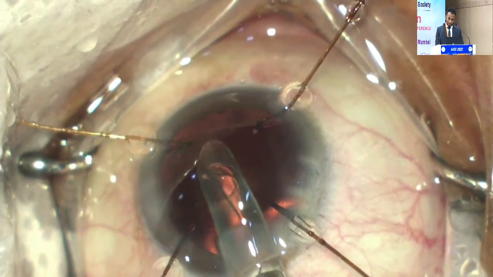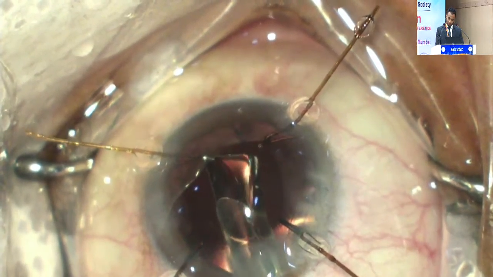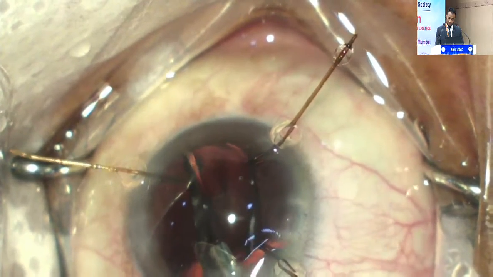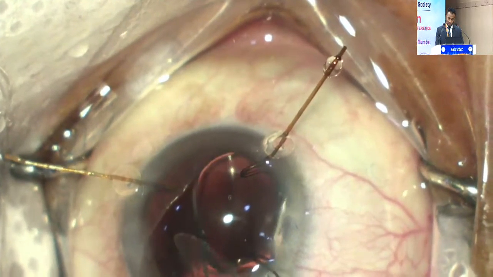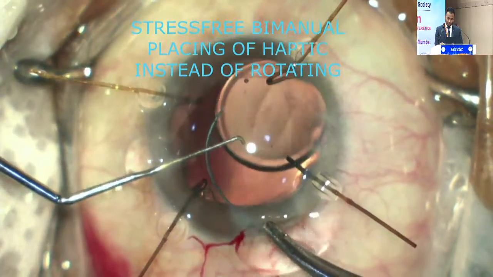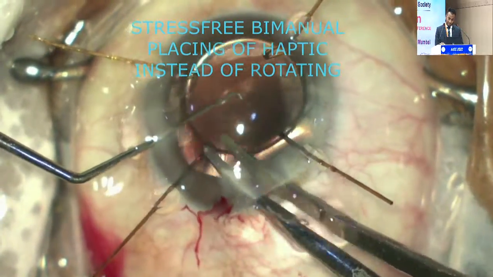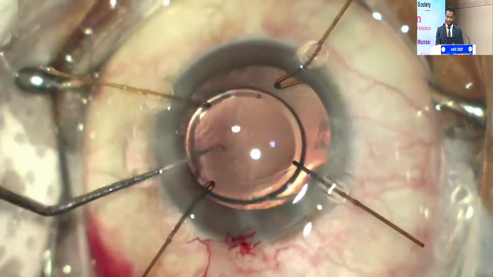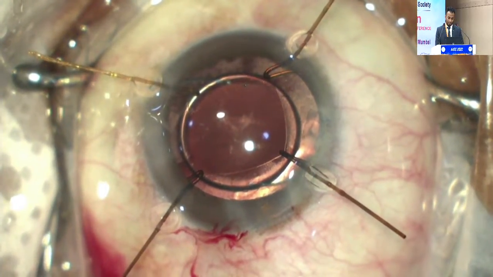Next, a 3-piece IOL was inserted. The trailing haptic is important in these cases where there is a lot of zonular stress, to not dial it, but you can just place it. I use a bimanual technique where I just depress the optic and just place it under the margin instead of dialing and rotating it, because that will cause more disruption of the zonules.